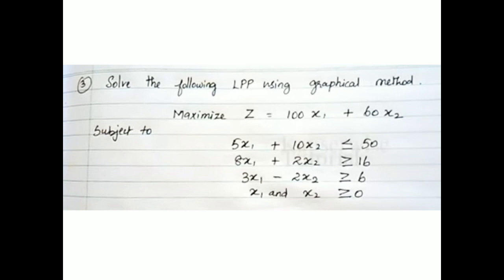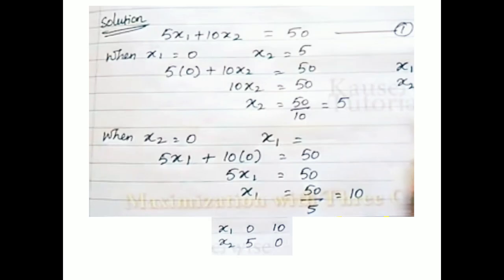So I'll take the first constraint equation, that is 5x1 plus 10x2 less than or equal to 50, and will convert it into the equation form. So it is 5x1 plus 10x2 is equal to 50. I have marked it as equation 1. Now I have to find the set of points for x1 and x2. First I will put x1 is equal to 0 in the equation and find x2, and the second thing that I will be doing is putting x2 is equal to 0 in the equation and finding the value of x1.